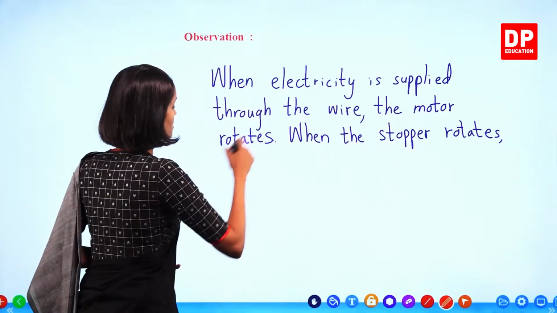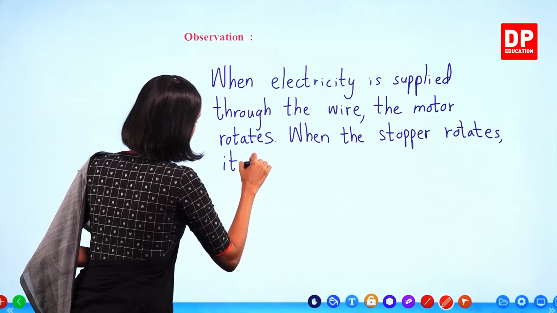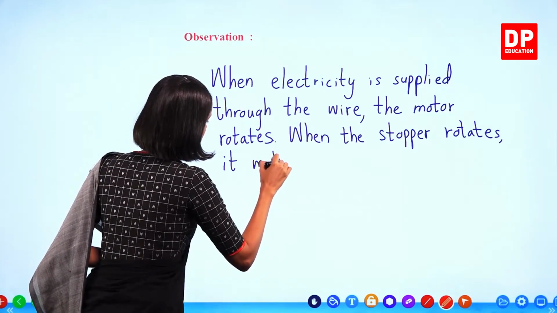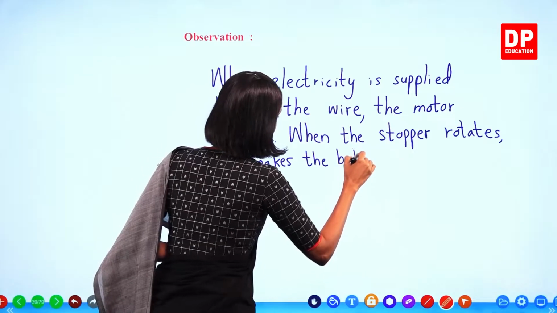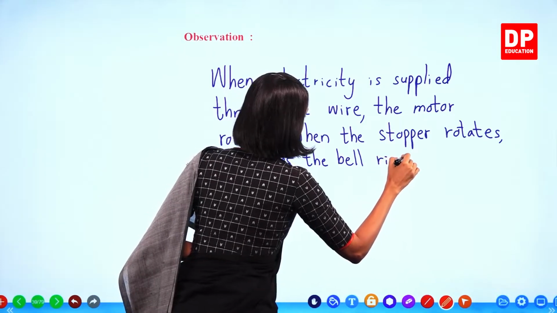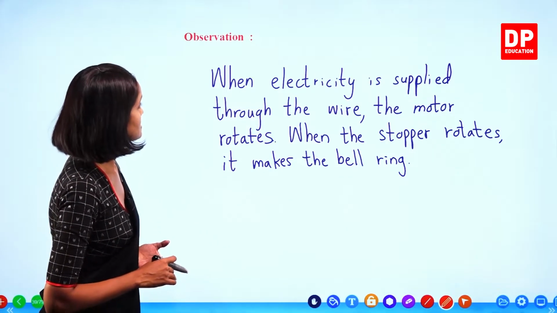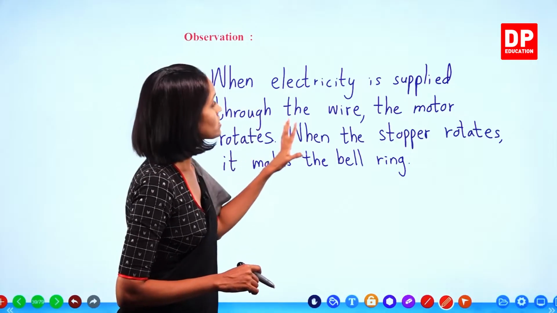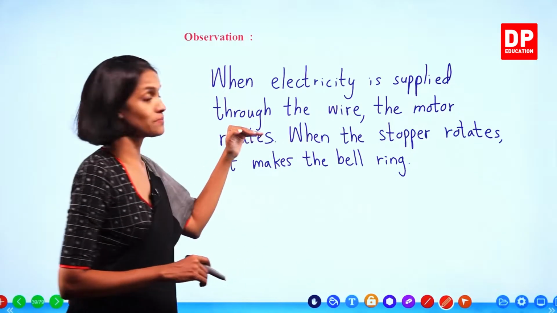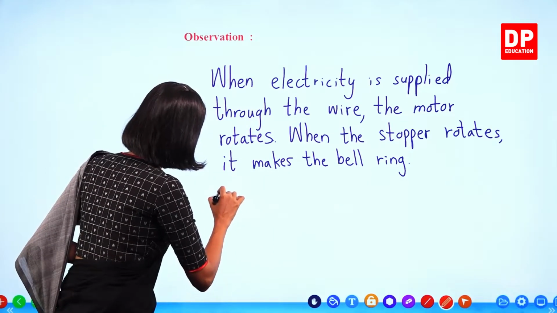When the stopper rotates, it makes the bell ring. When electricity is supplied through the wire, the motor rotates. When the stopper rotates, it makes the bell ring. Okay? We'll write the energy conversion here.